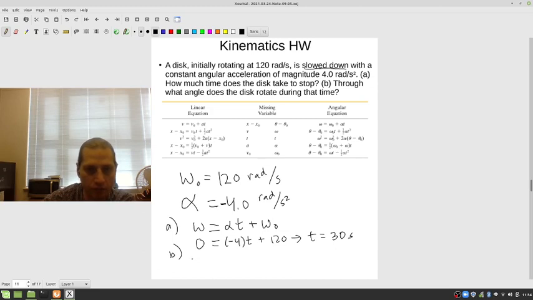And then part B asks, through what angle does the disk rotate during that time? Well, you could go ahead and say theta equals 1/2 angular acceleration t squared plus omega naught t plus your initial position. If you just want to take that as 0, it's okay. Sorry, this should be omega naught. So you know omega naught, you know alpha, you know t, you find that.